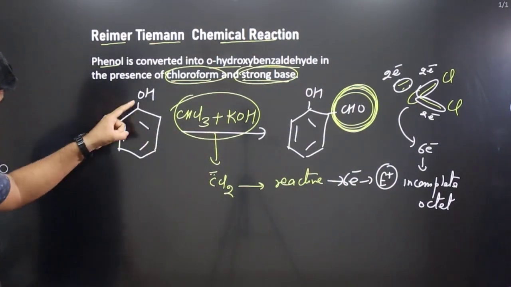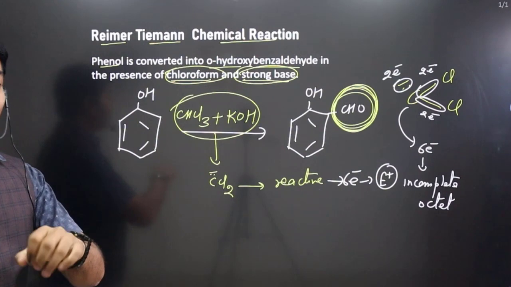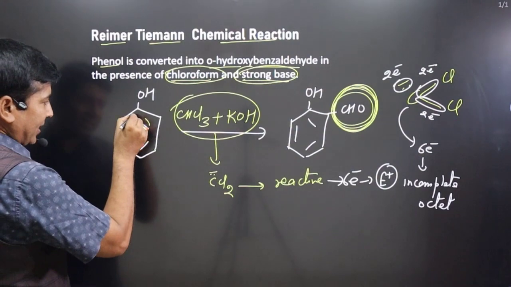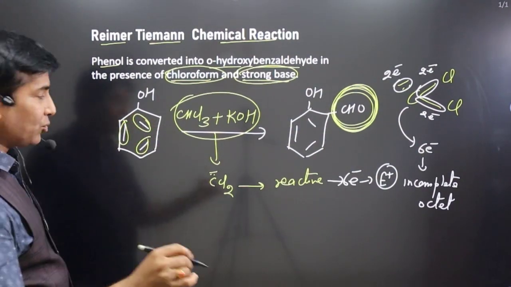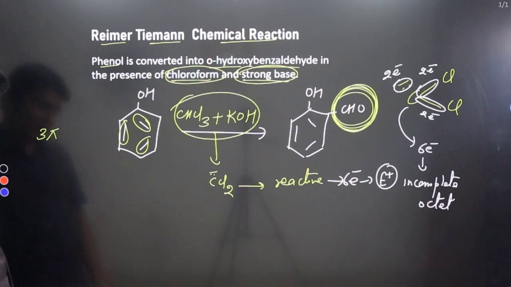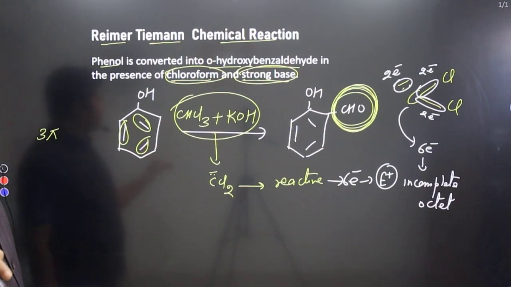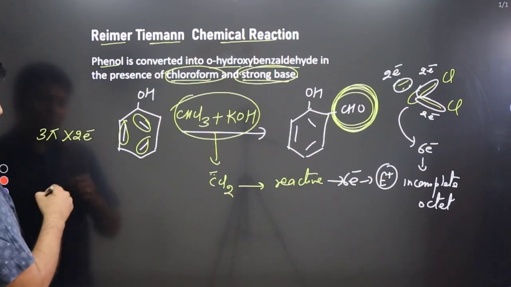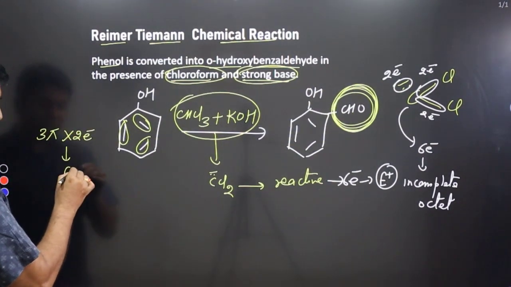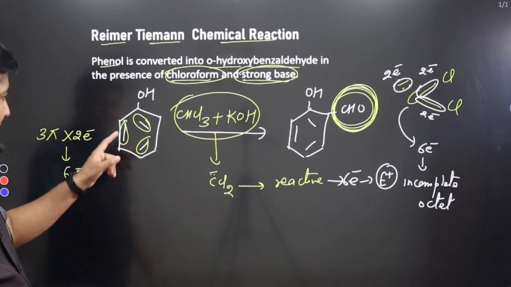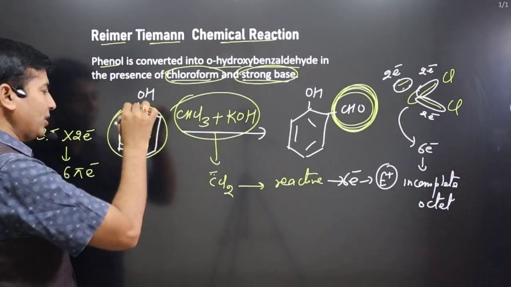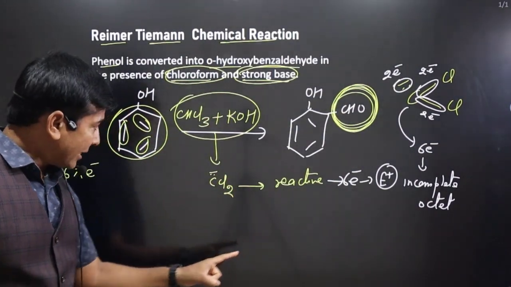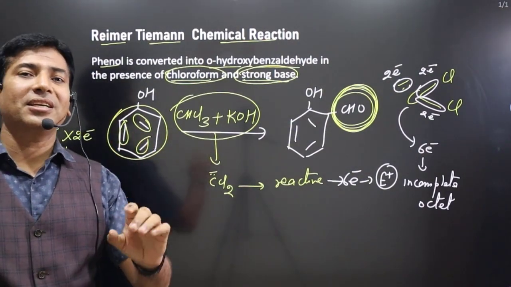And keep in mind, this benzene ring is electron rich. Why is it electron rich? It has 3 pi bonds: this is the first pi bond, this is the second, this is the third. Each pi bond has 2 pi electrons, so in total there are 6 pi electrons. So this benzene ring is highly electron rich. This is the reason that once dichlorocarbene is generated, it attacks the benzene. This is where the chemical reaction starts.